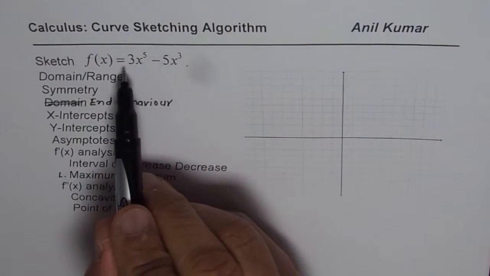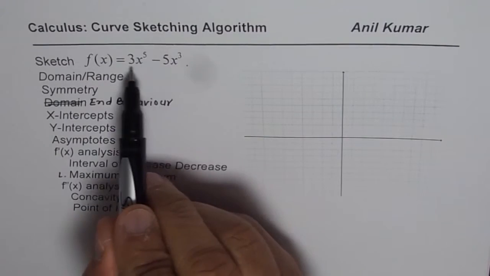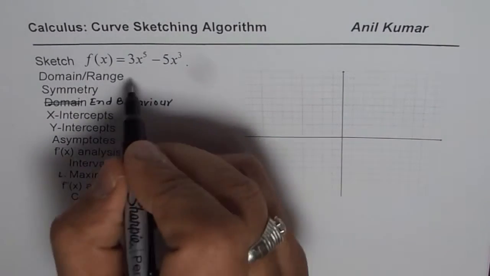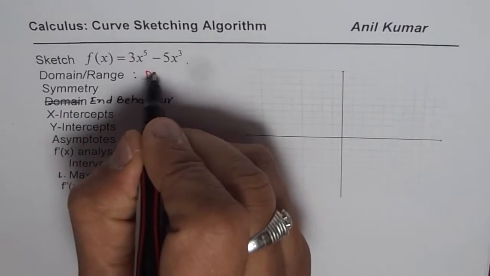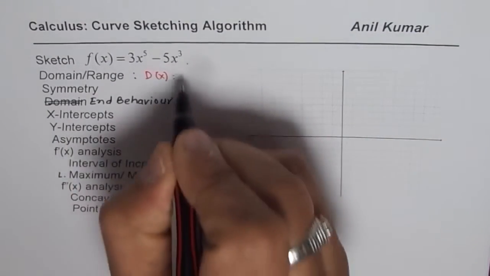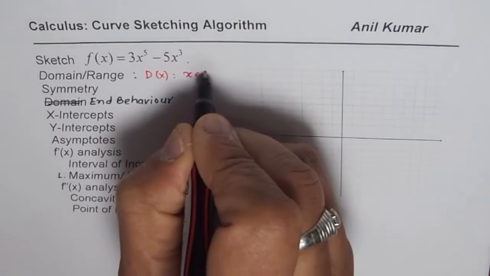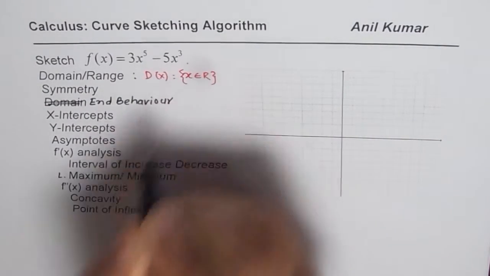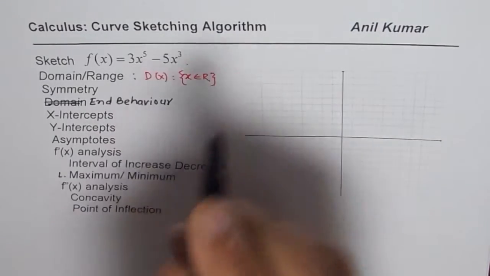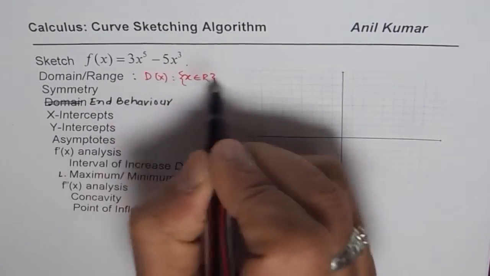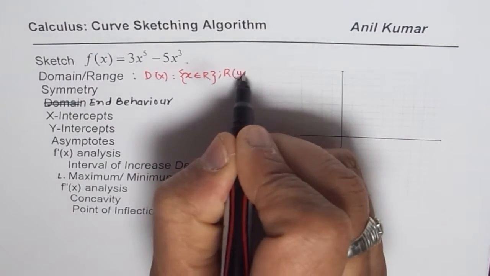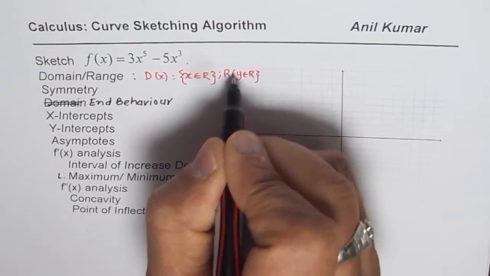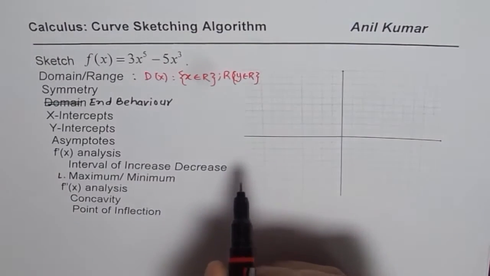Since we have a polynomial function, it means the domain is all real numbers. So we can write here domain as all real numbers, right? How about range? Now the degree is odd, that means range is also all real numbers, right? So range is also y belongs to real numbers.